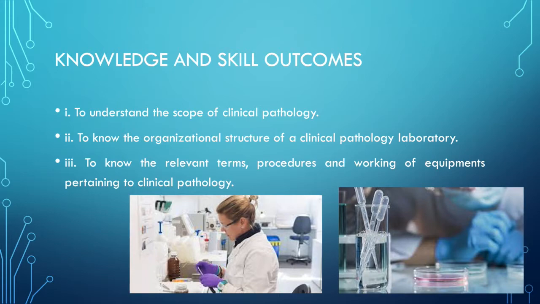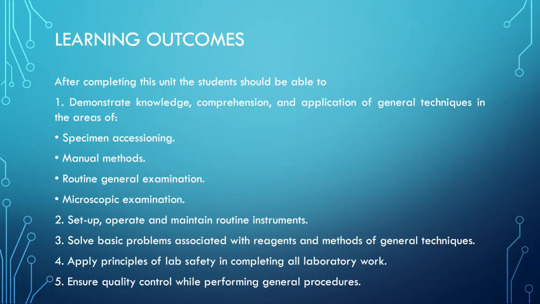And third one, to know the relevant terms, procedures and working of the equipments, especially which are used in the clinical pathology laboratory. Now, after learning this chapter, what will be your learning outcome? What you can do? The first one, you can demonstrate the knowledge, comprehension and application of general techniques. Which kind of techniques? Specimen accessioning, manual methods, routine general examination and microscopic examination.